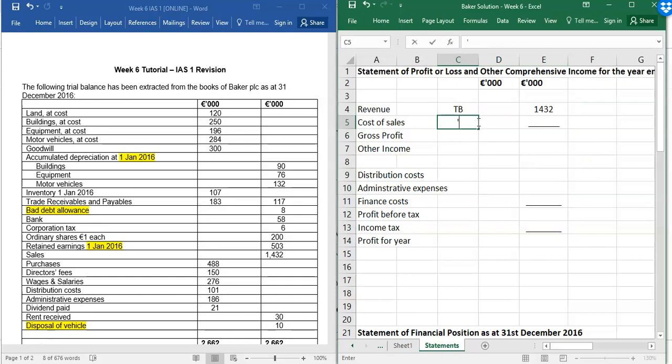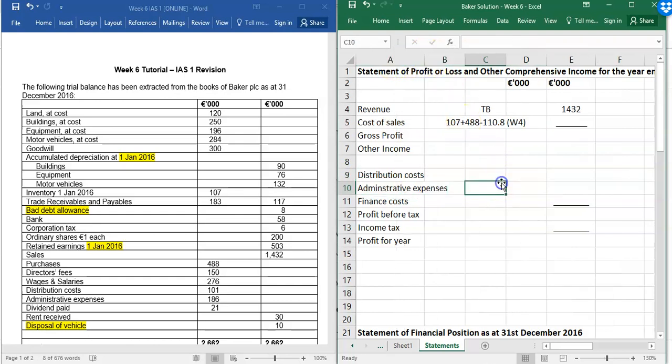So cost of sales, then we have 3 figures to put in. We have your opening inventory, which is given here, of 107, plus your purchases, which are 488, minus your closing inventory, which we have from working 3, I think, 110.8. You might just put in there in brackets the working, and closing inventory is actually working 4. So for small little workings like that, it might be useful just to show them as a little column there. But for the bigger ones like distribution and admin, you wouldn't fit them there, so it's probably best to put them as a separate working and just cross-reference in.